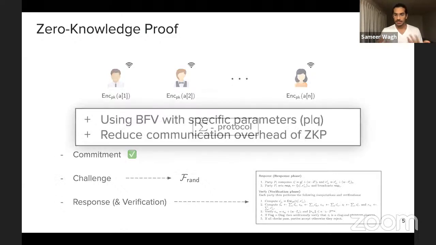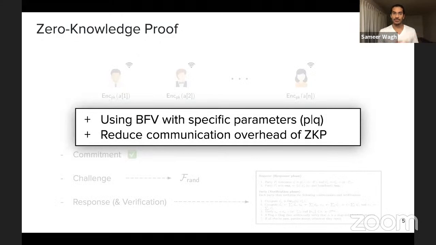The biggest changes here are, first, we demonstrate that all these protocols actually work with BFV as the underlying homomorphic encryption scheme, whereas prior work used BGV. The second advantage is that BFV can be used in specific parameter regimes, which enable us to reduce the communication overhead of the zero knowledge proof and also simplify the proofs in some ways. So that's the core details of the paper at a very high level.